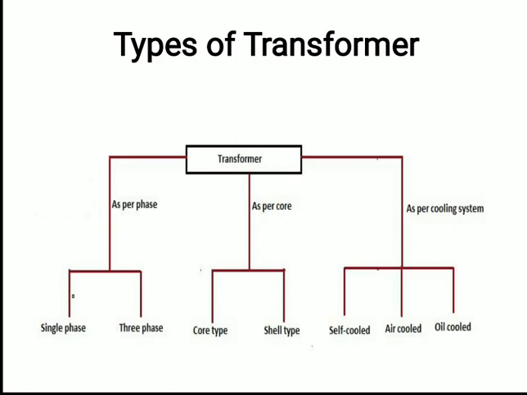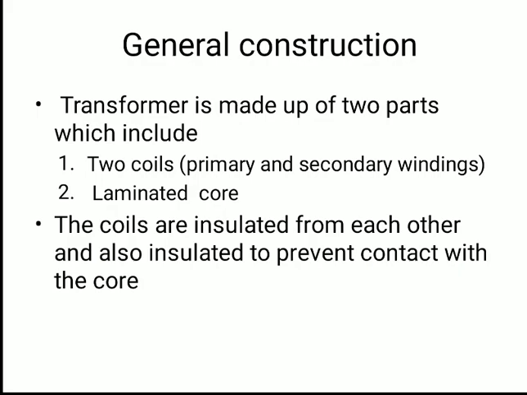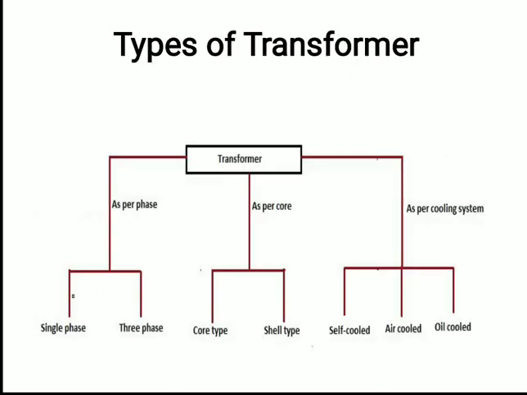Next, as per the cooling system. When the transformer is working, what happens? It gets heated. So to cool it, we use different cooling systems. The first one is the self-cooled system, then the air-cooled system, and the oil-cooled system. These are the different classifications of a transformer depending on different scenarios. Fine, so I hope the different types of transformer are clear.